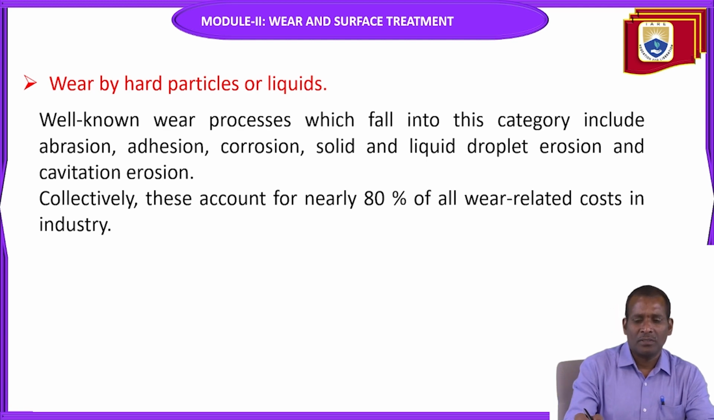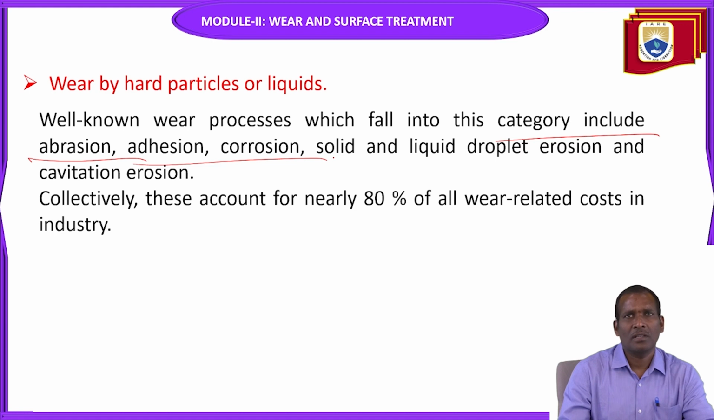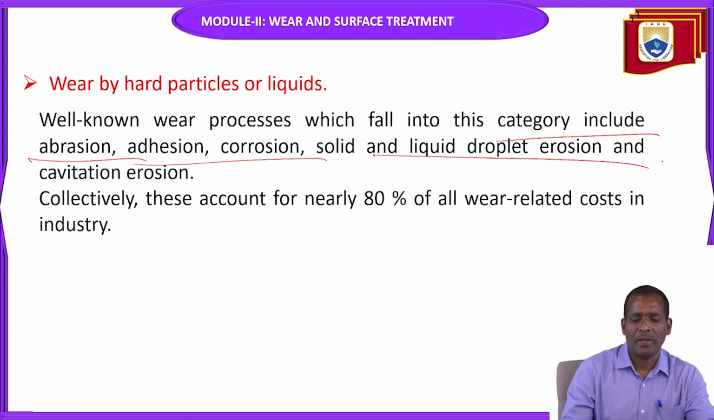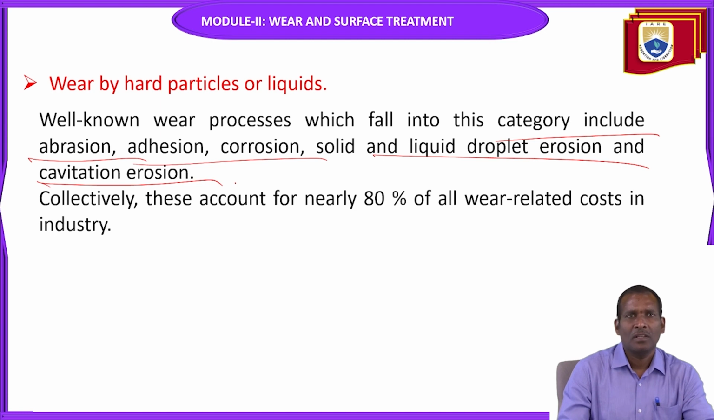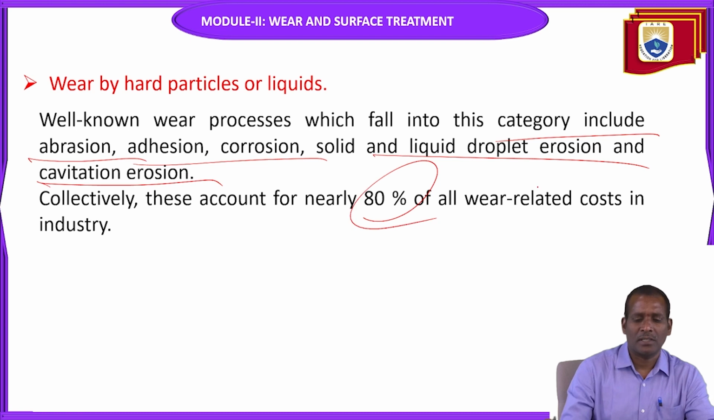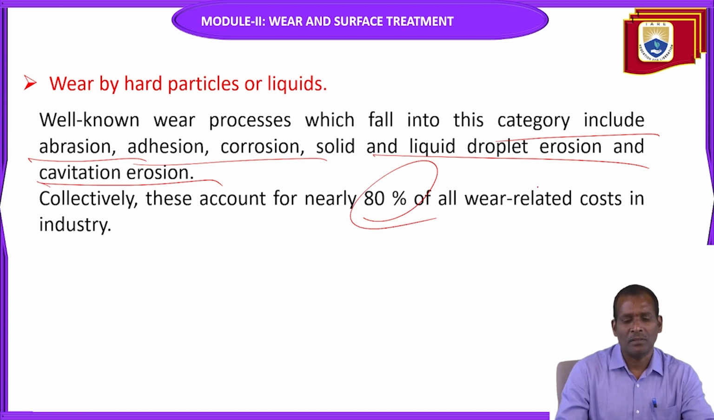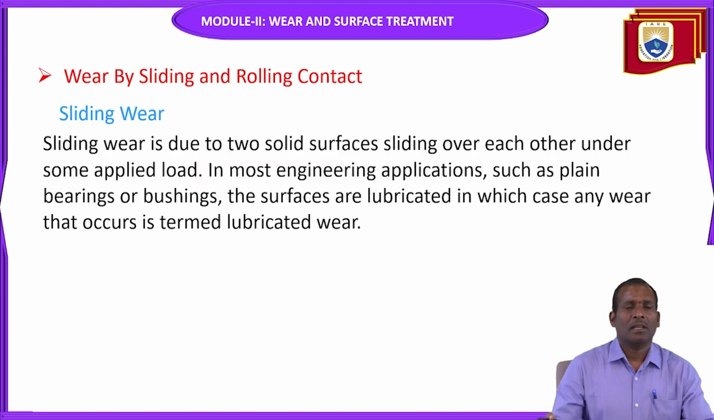So this category includes abrasion, adhesion, corrosion, solid and liquid droplet erosion and cavitation erosion. Collectively, these account for nearly 80% of all wear related costs in industry. The second type of classification is wear by sliding and rolling contact.